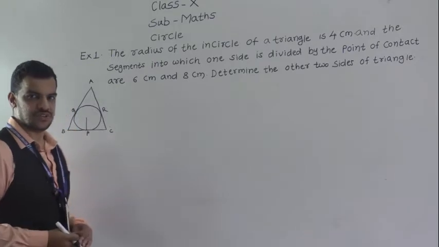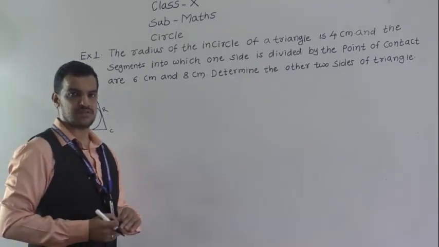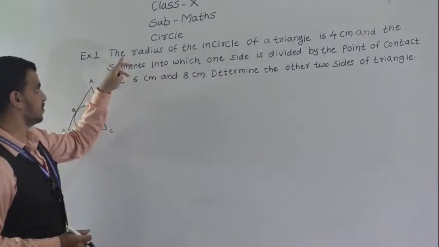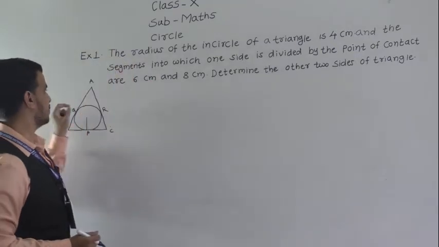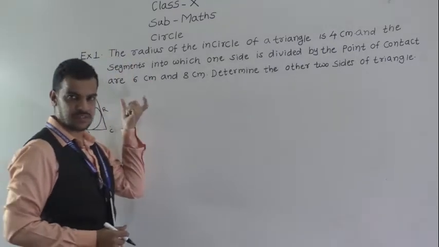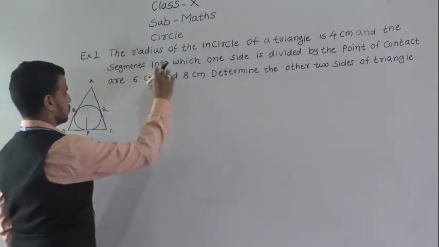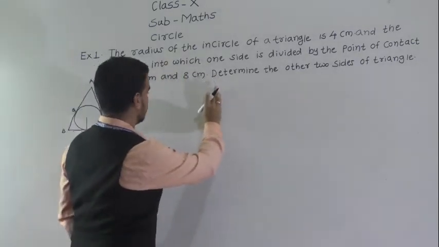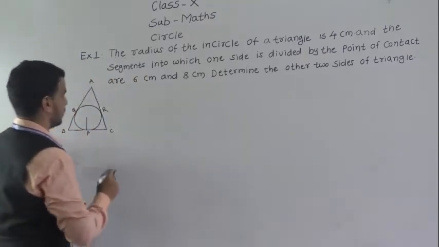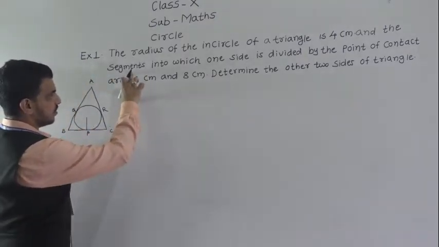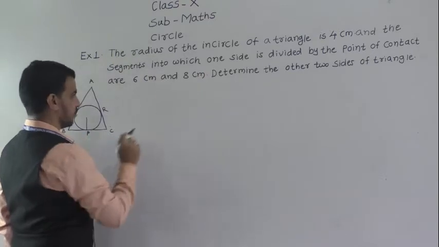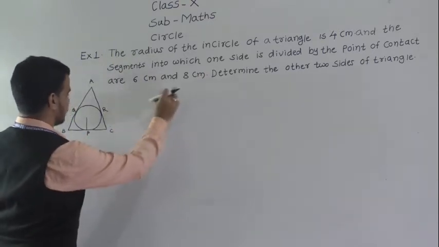Hello students, today we are going to solve more examples on the basis of this theorem, that tangents drawn from an external point to the circle are equal. The first example: the radius of the incircle of a triangle is 4 cm, and the segments into which one side is divided by the point of contact are 6 cm and 8 cm.